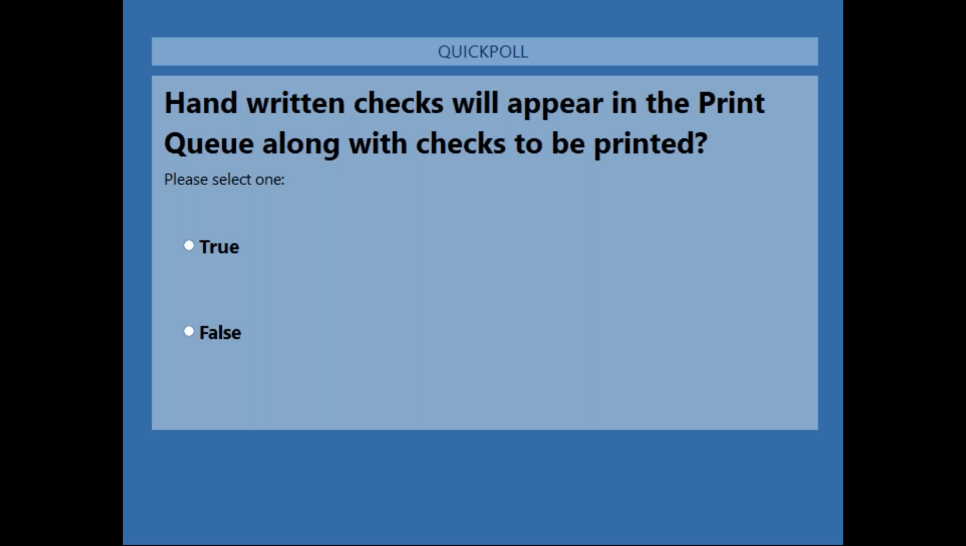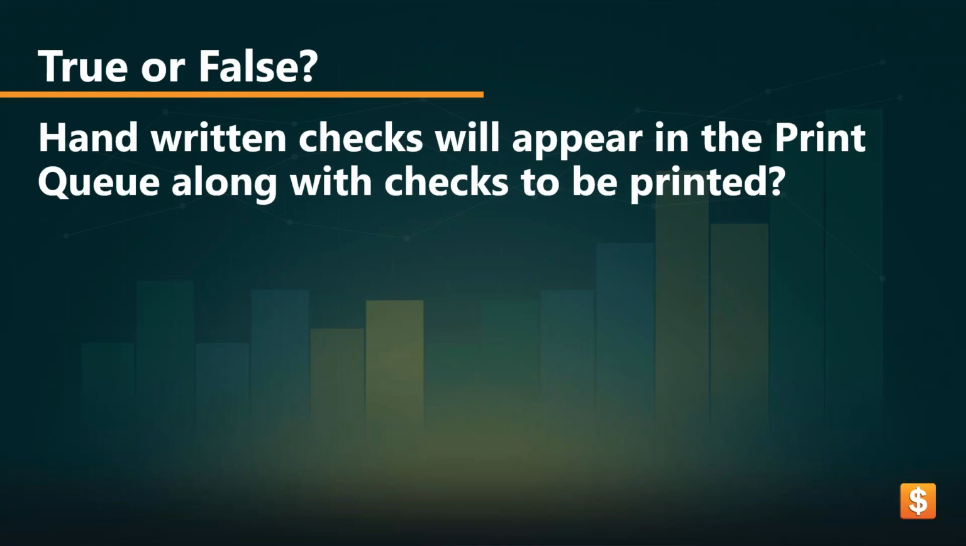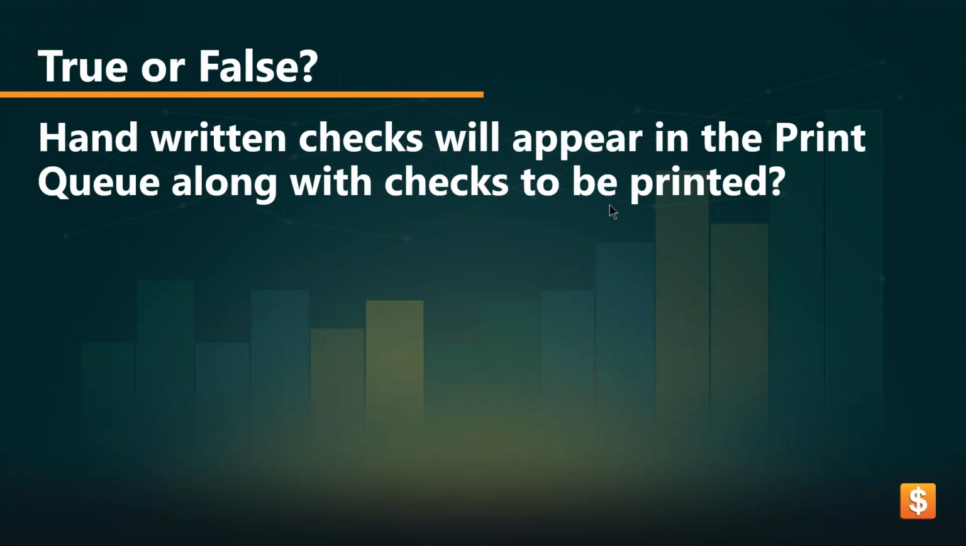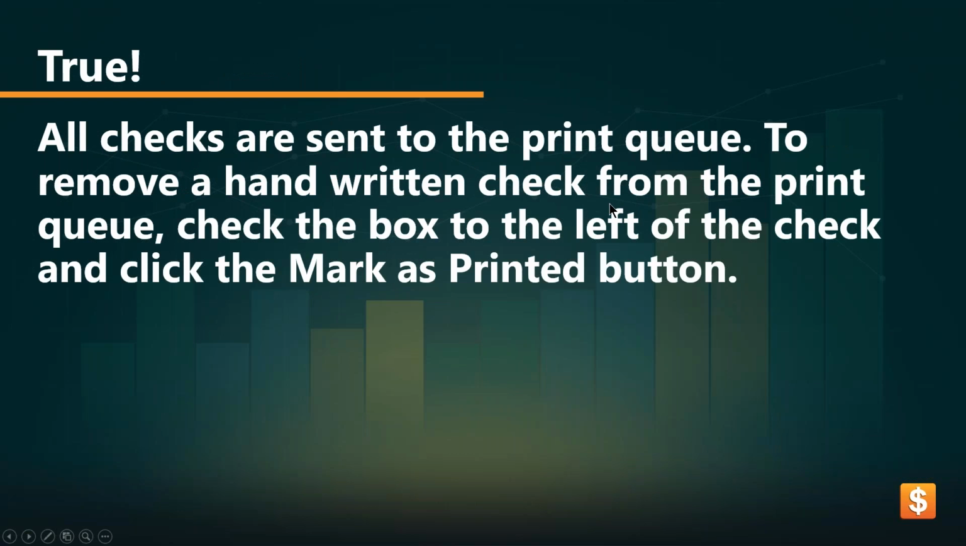Okay, I'm going to go ahead and close the poll and share the results. So we had an 80-20 split. 80% said true and 20% said false. So I'm going to hide the results and share the answer. And the answer is true. All checks are sent to the print queue. To remove a handwritten check from the print queue, check the box to the left of the check and click the Mark as Printed button.